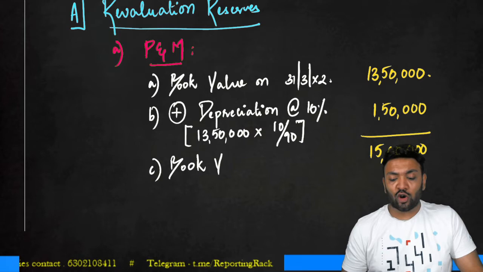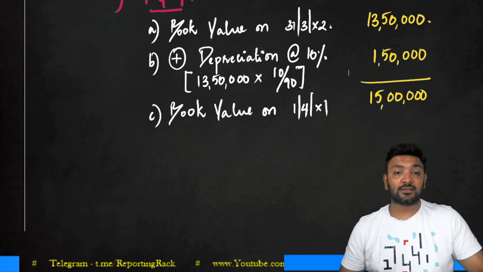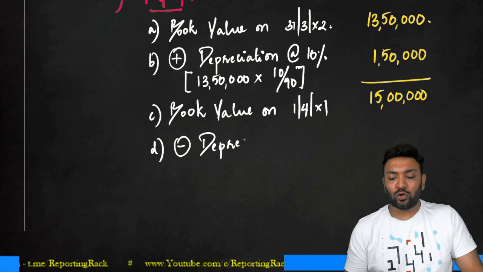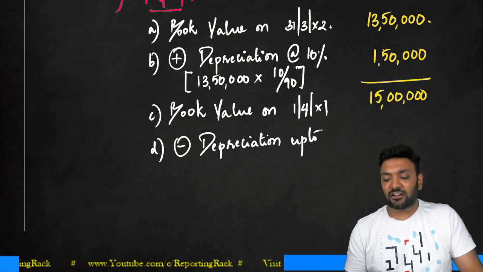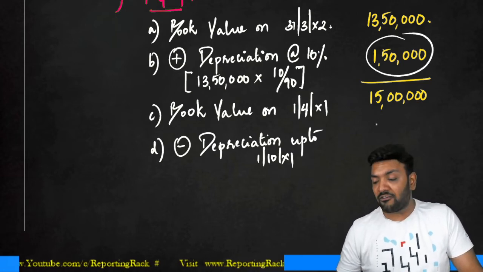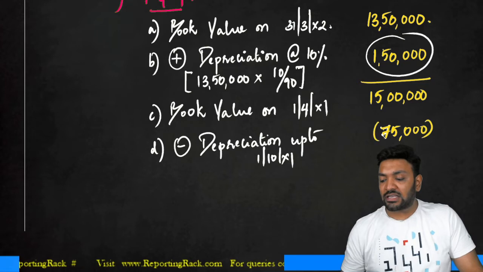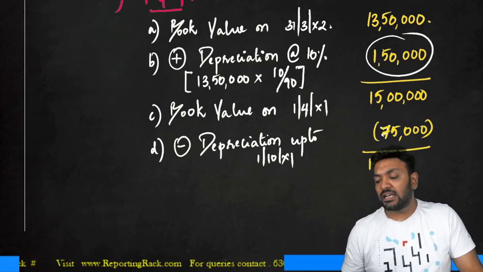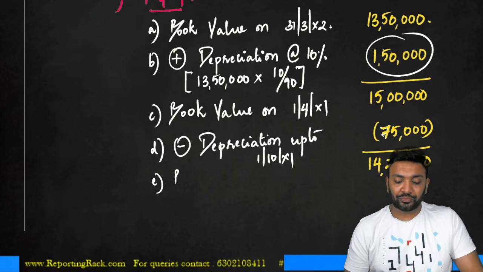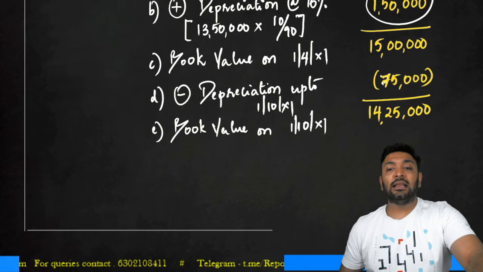Now, depreciation for 6 months. Minus depreciation up to the date of acquisition, October, half of the last year's depreciation. What is full depreciation? 1,50,000. What is half? 75,000. If I reduce 75,000, I'll have 14,25,000. This 14,25,000 is the book value of your asset on the date of acquisition, 1st October.